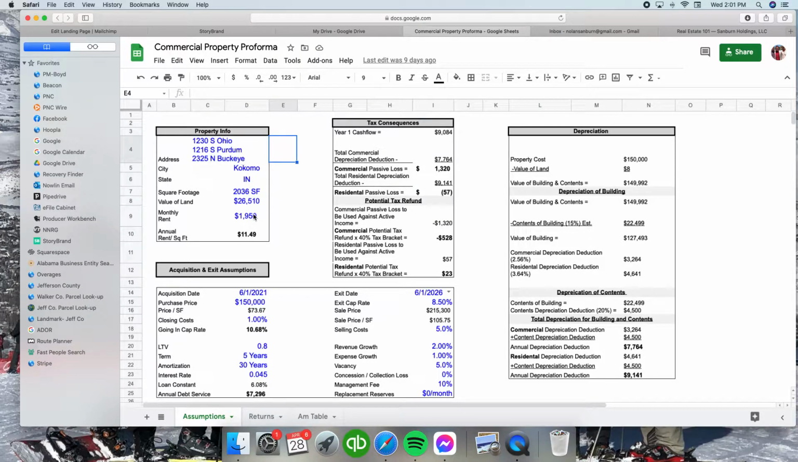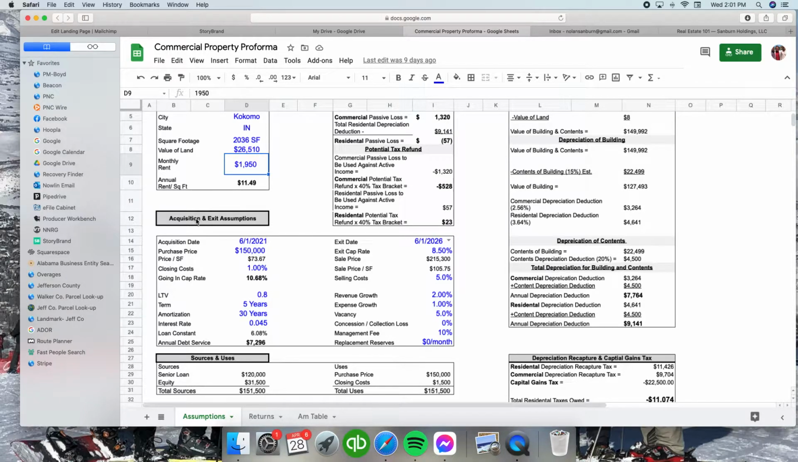All the blue numbers are variable, so I can go in and over time use this pro forma to continue to hone my skills on how to underwrite real estate deals. I see here the square footage, the land value, the monthly rent. This is important, obviously, depending upon the location and how long the tenants have been there. Maybe there's an opportunity to increase rents, which would increase my returns. But let's look at the acquisition and exit assumptions.